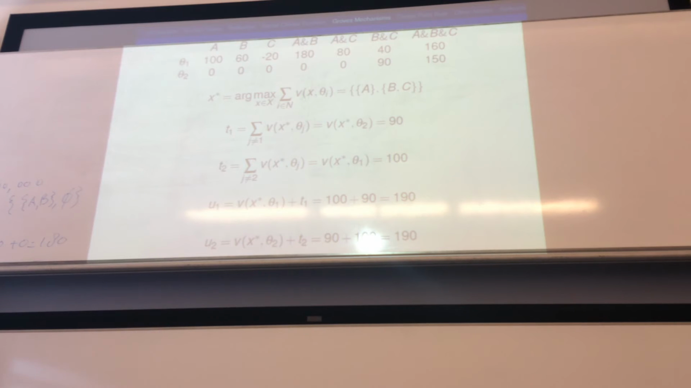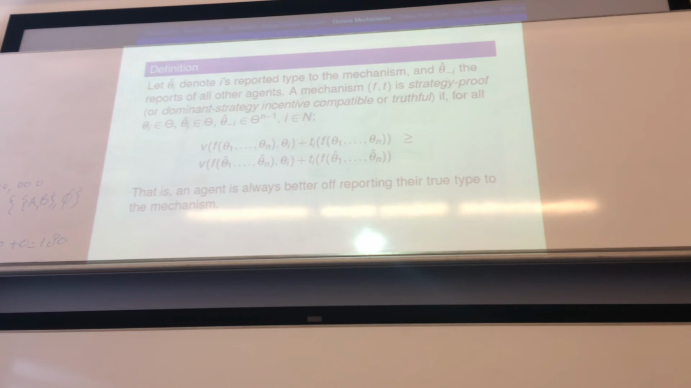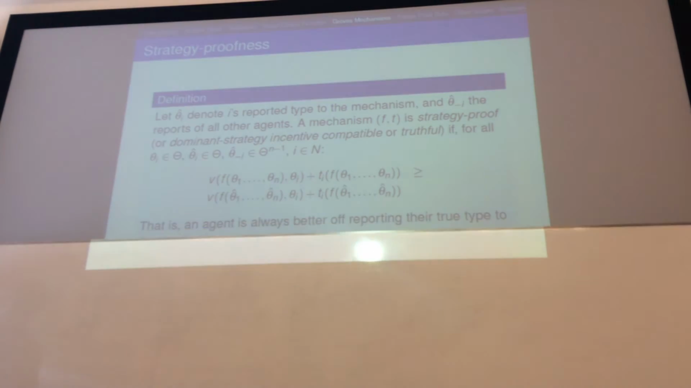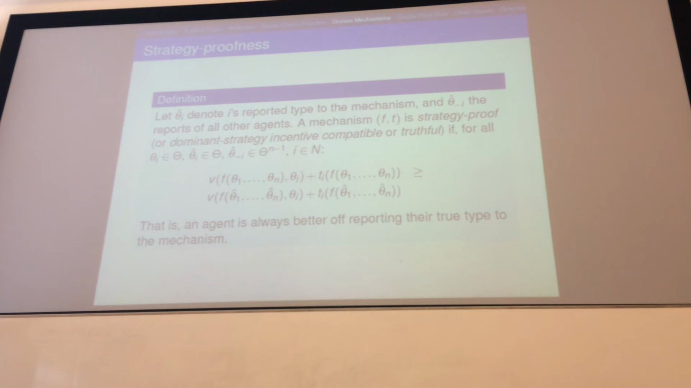So we can make this a little bit more formal. Theta i denotes i's reported type to the mechanism, and theta minus i, the reports of all other agents. Okay. We now formalize what we mean by truthfulness.